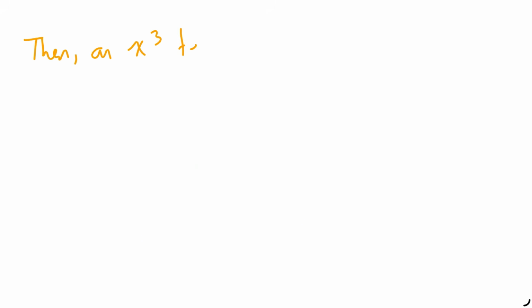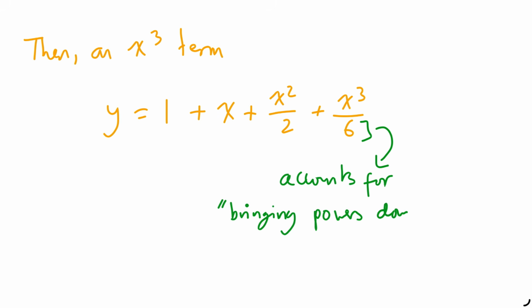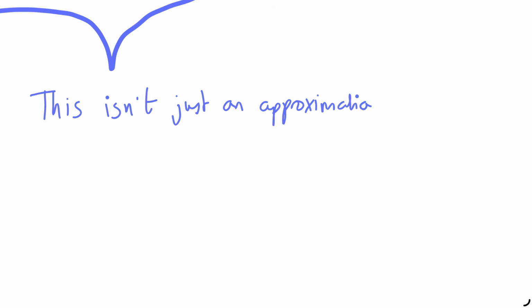And then, to improve it once again, we add an x cubed term, x cubed over 6, again with the fraction being there to account for bringing the powers down when you differentiate. And generally, e to the x equals 1 plus x squared over 2 factorial, plus x cubed over 3 factorial, plus x to the 4 over 4 factorial, and so on and so forth, which can be written pretty concisely as an infinite series. And this infinite series, which we no longer call a polynomial but instead a power series, isn't just an approximation of e to the x, but it actually is e to the x.